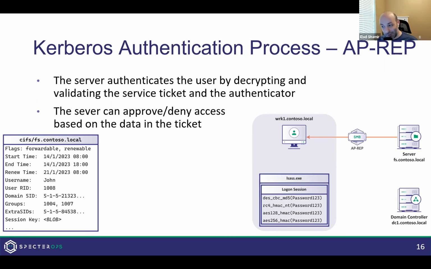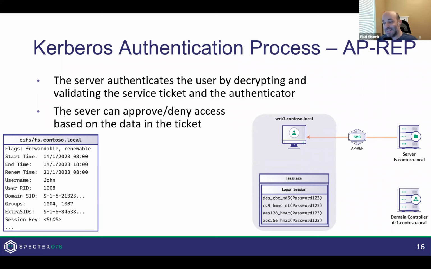We finally got to the last step in which the file server can authenticate the user. The service ticket is encrypted with the server's password, so the server can decrypt it. The server can also decrypt the authenticator because it's encrypted with a session key that it can extract from the decrypted service ticket. So the server can validate the ticket and the authenticator, and that part covers authentication. The server can then make an authorization decision whether the user is permitted to access the file share or not, based on the information in the ticket.